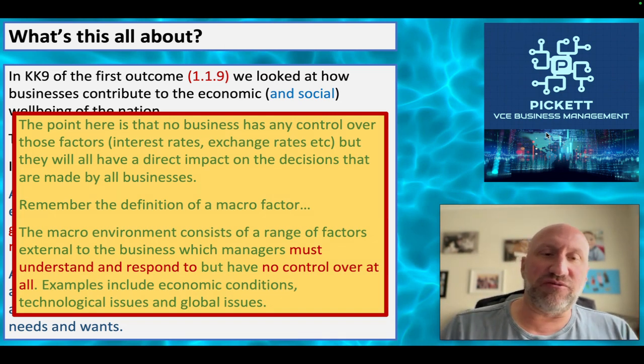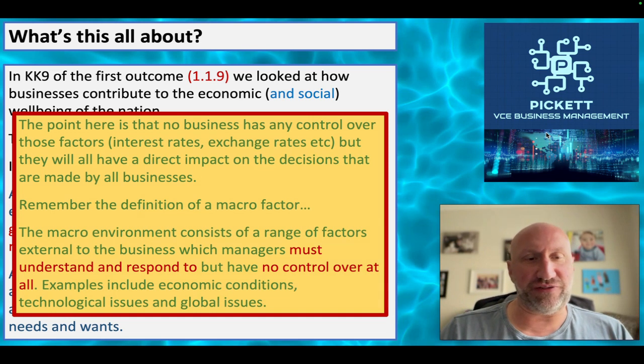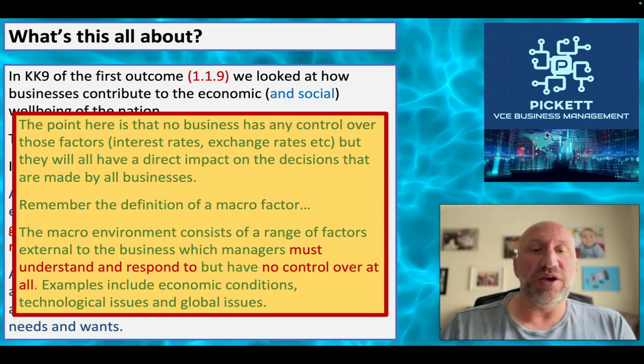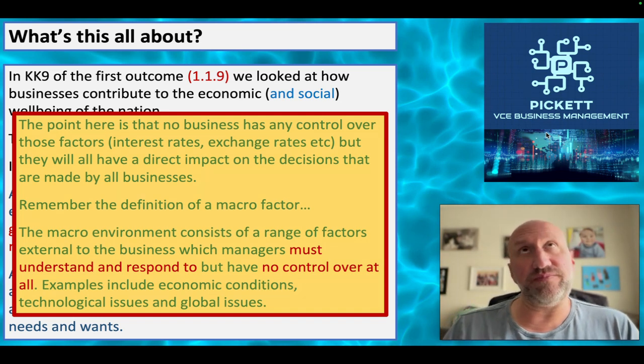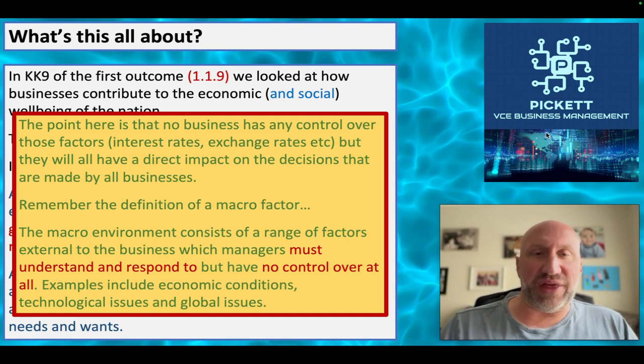So again, remember the definition of a macro factor. The macro environment consists of a range of factors external to the business, which managers must understand and respond to, but have no control over at all. Examples include economic conditions and all the things we're looking at here in the macro environment over these few videos. So that's why economic conditions sit in the macro environment, because they exist, but we have zero control over them.